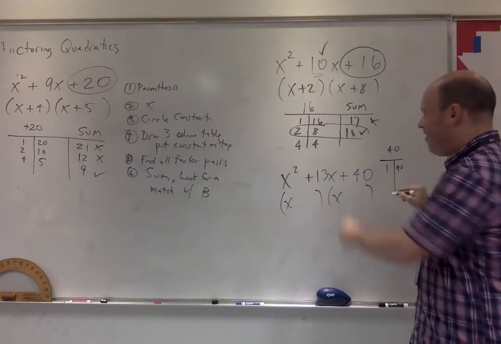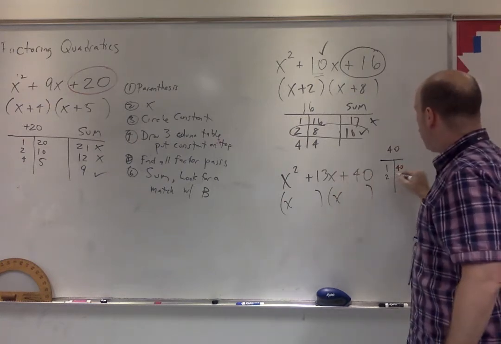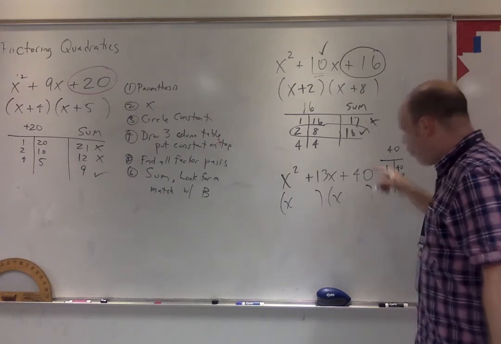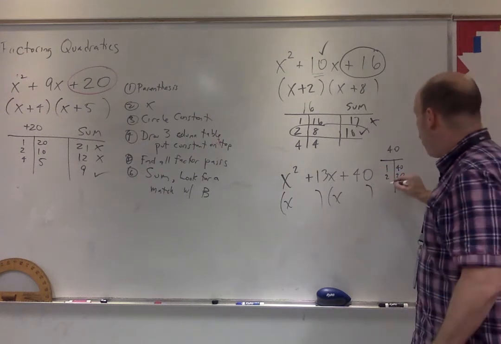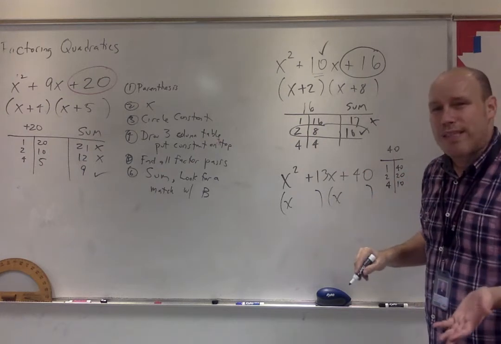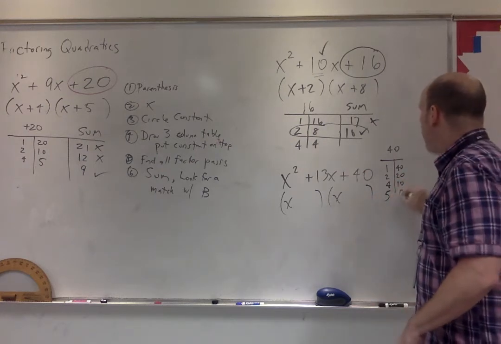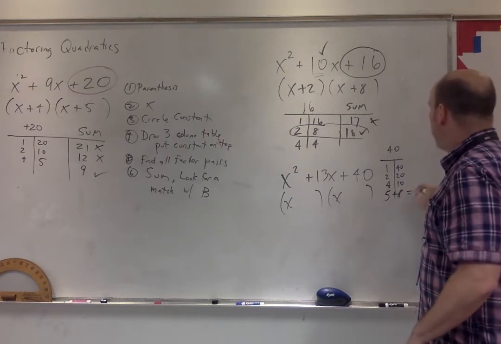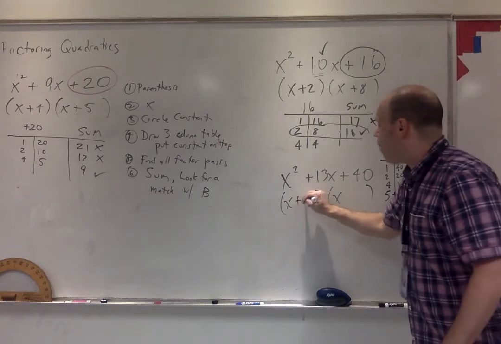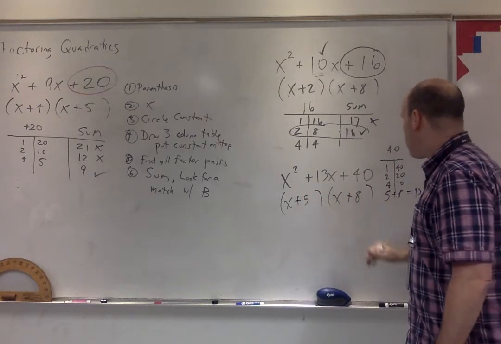1 and 40? No. How about 2 and 20? No. Does 3 go into 40? No. 4 and 10? 4 plus 10? No, that's not 13. What's next? 5 and 8. What's 5 plus 8? 13. Nice. So, x plus 5, x plus 8.